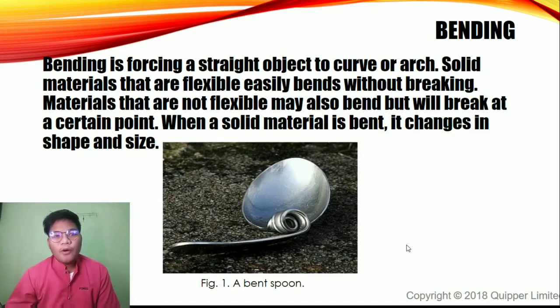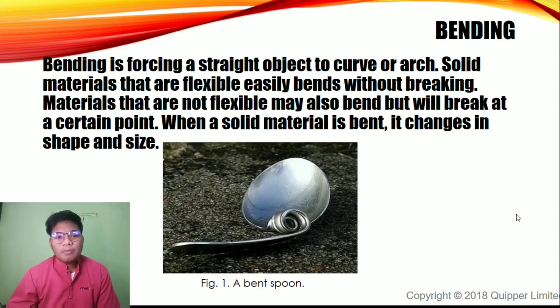Bending is forcing a straight object to curve or arc. Solid materials that are flexible easily bend without breaking. Materials that are not flexible may also be bent, but will break at a certain point. When a solid material is bent, it changes in shape and size.